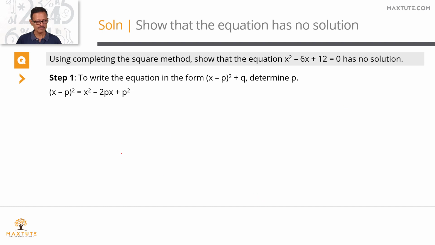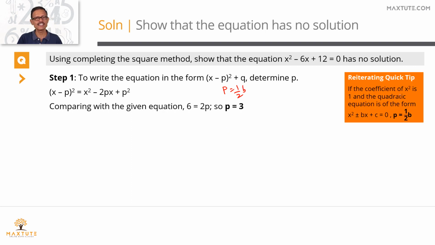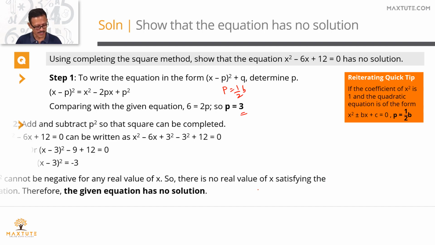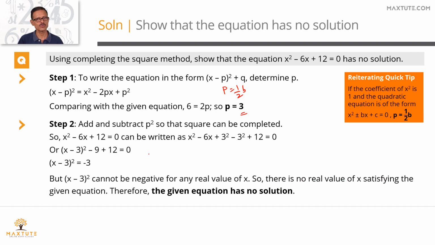Let me summarize it in a printed form. I have not used the tip here, but if you use the tip, it's very straightforward. p is equal to half b. I'm recapping the tip once more, reiterating the quick tip: if it is written in the form x square plus or minus bx plus c equals 0, p is equal to half b. So half times 6, p is equal to 3. So go and write it as (x minus 3) the whole square minus 9 plus 12 equals 0. So (x minus 3) the whole square is a negative number, so it has no solution.